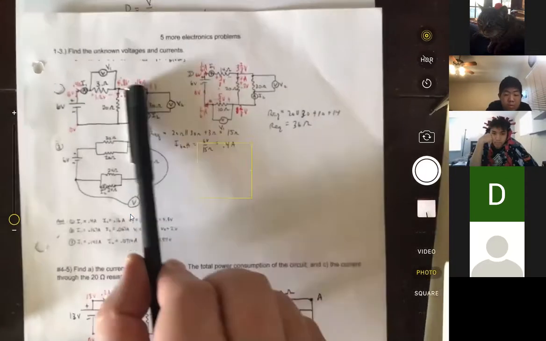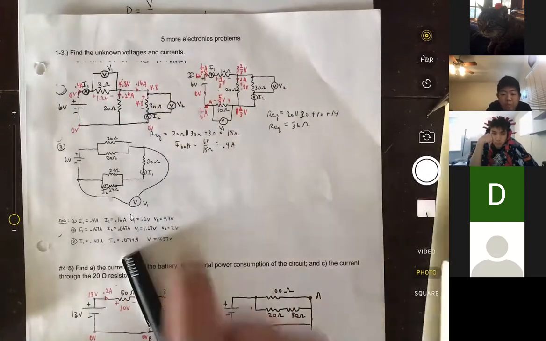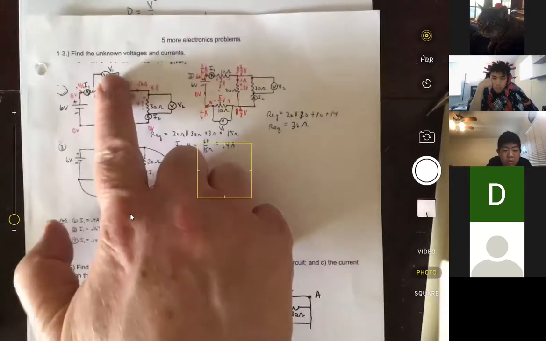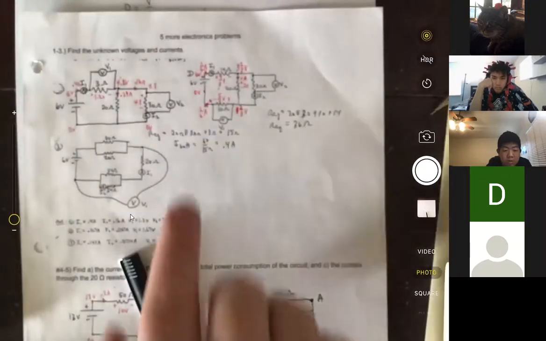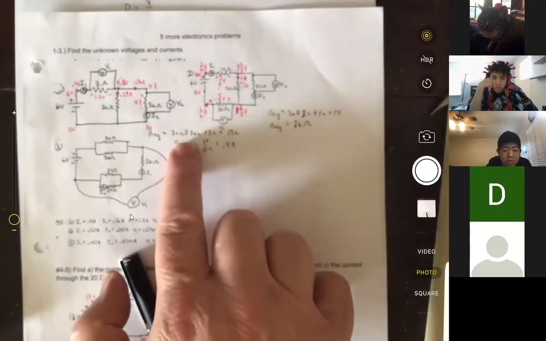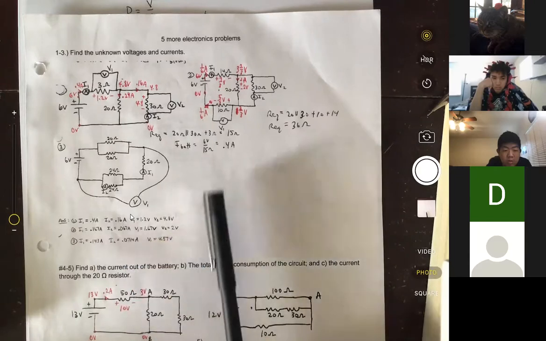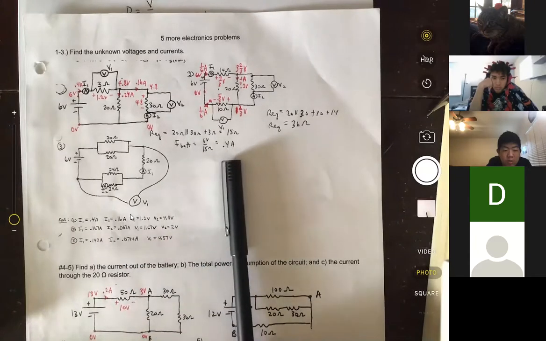Looking at the circuit, I've got a 20 and a 30 in parallel with each other, and then they're in series with a 3. So the equivalent resistance of the circuit is the 20 and the 30 in parallel, then you add 3. The 20 and the 30 in parallel make 12: 1 over 20 plus 1 over 30, quantity to the -1 power. Then you add 3 to it and you get 15. And so the current out of the battery ends up being 0.4 amps.